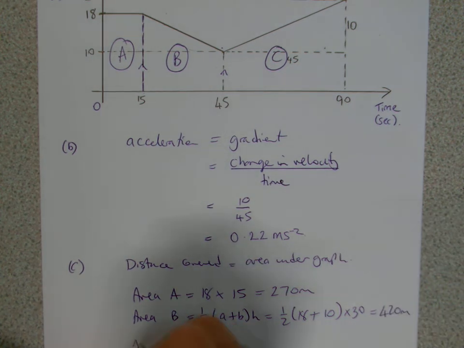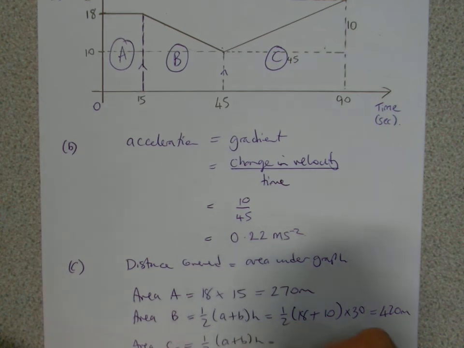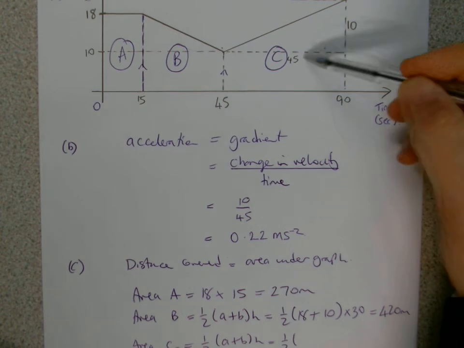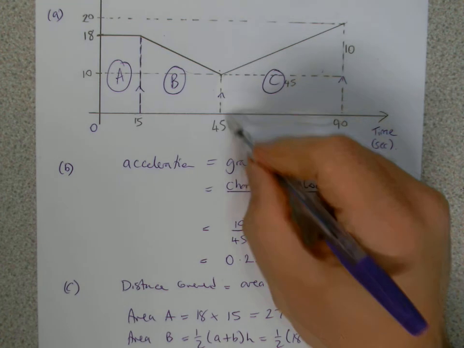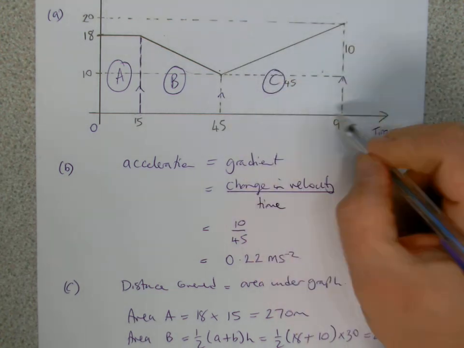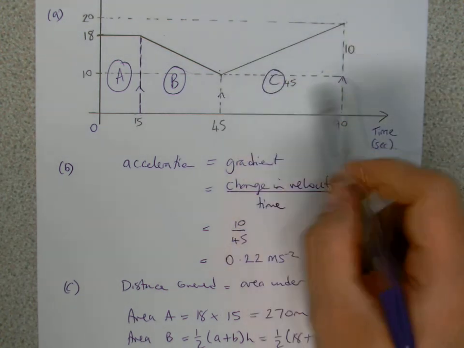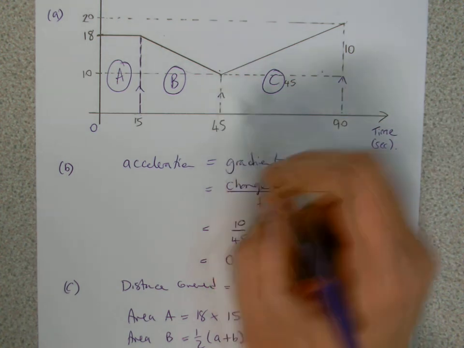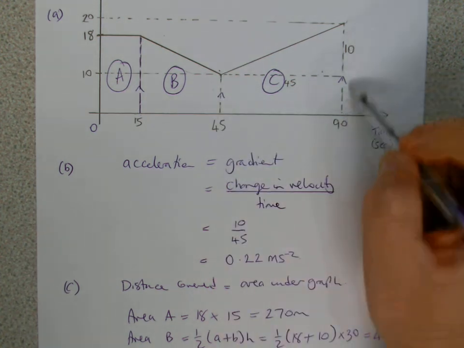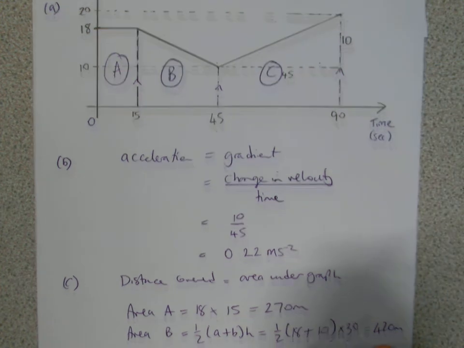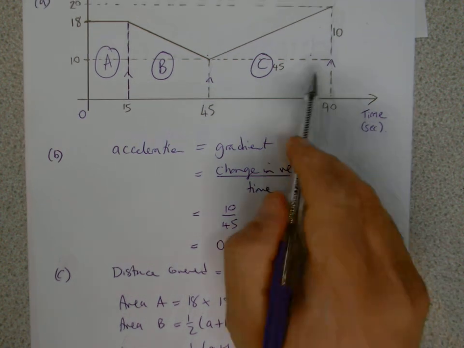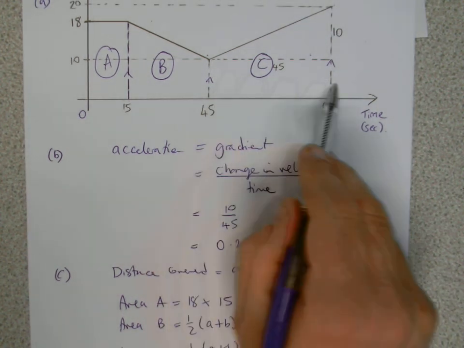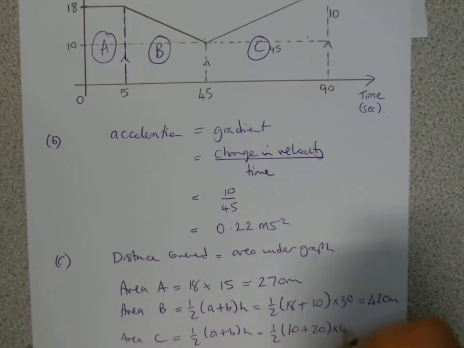And to get area C then, similarly, it is a trapezium. So trapezium in this case now, let's go back and have a look at this. You're looking at the big shape. This shape here. So these two sides are parallel. That side there is 10, and then this side here is 20. So it'd be 10 plus 20, that's your A and your B, and the height between those two is 45, right? So times that by 45.